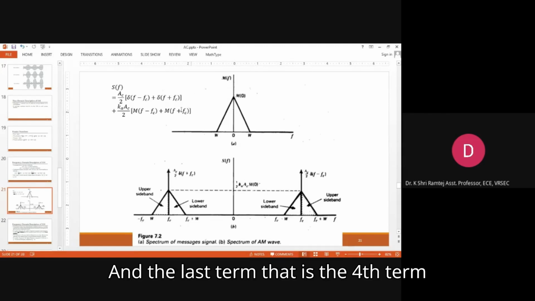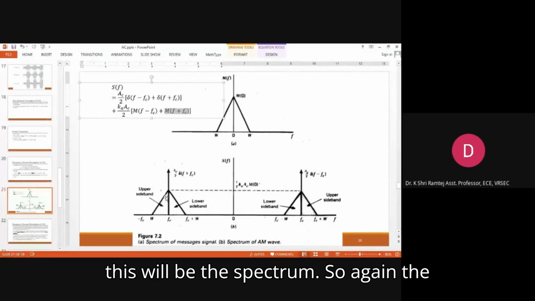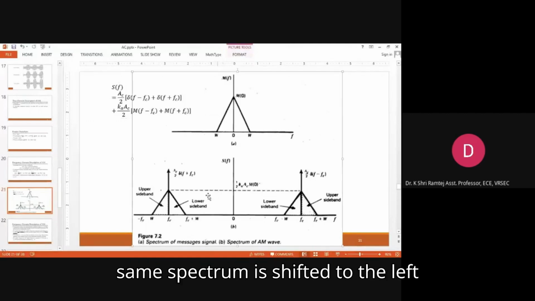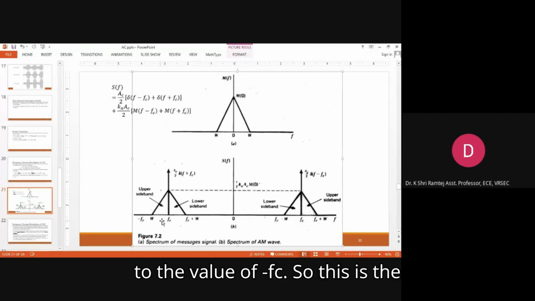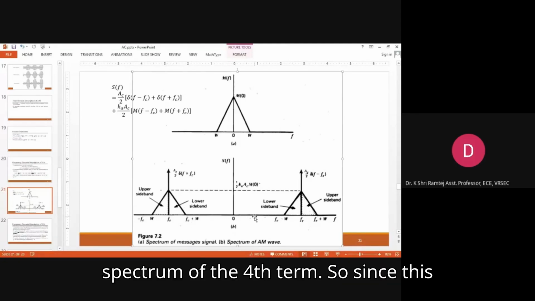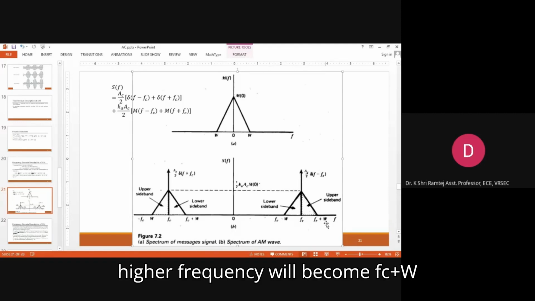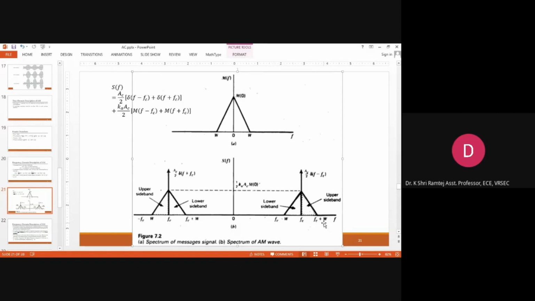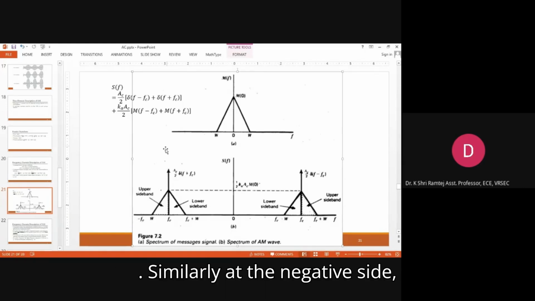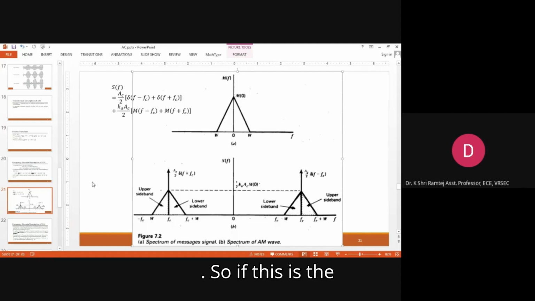And the last term, that is the fourth term, will be at f equal to minus fc. So this will be the spectrum. Again, the same spectrum is shifted to the left to the value of minus fc. So this is the spectrum of the fourth term. Since this spectrum is band limited, this higher frequency will become fc plus W, and this frequency will become fc minus W. Similarly, on the negative side, this will be minus fc plus W, and this will be minus fc minus W.